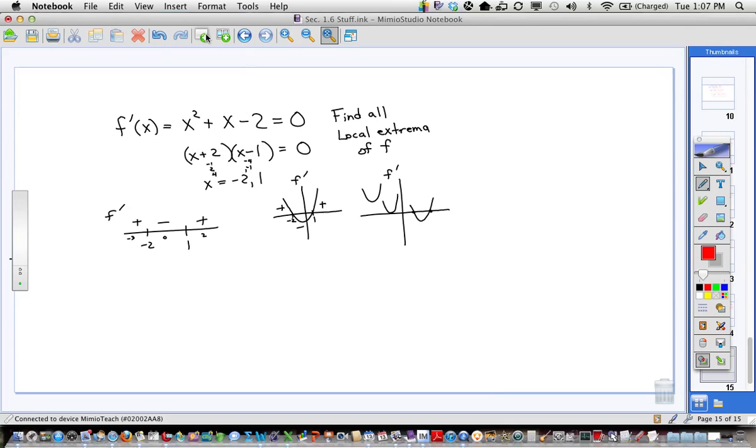So now I know I have a local max right there, and I have a local min right there because of that positive, negative, min. So that's where we're headed with this, being able to use equations and so forth to do that as well. Okay, but this quiz will mostly be about the graphs and those connections and so forth. All right, that's what I have.